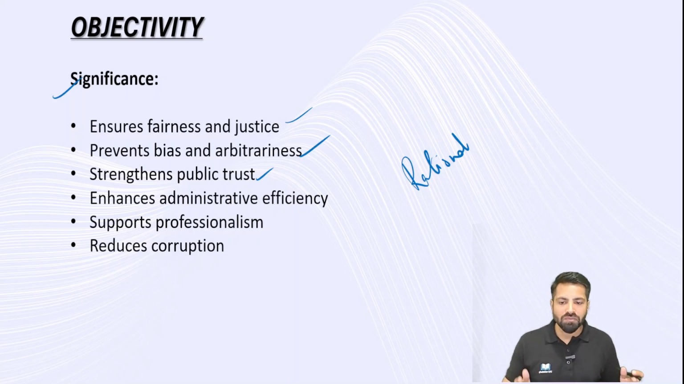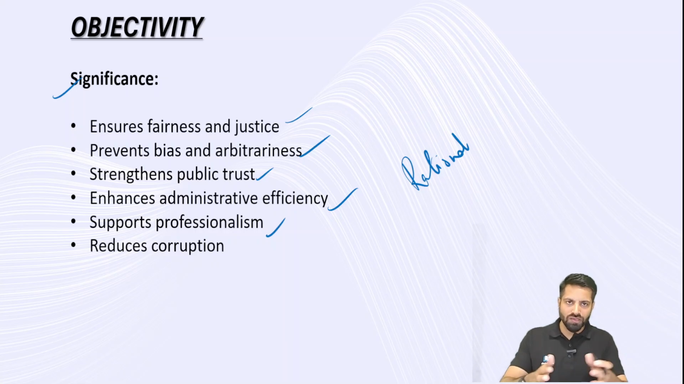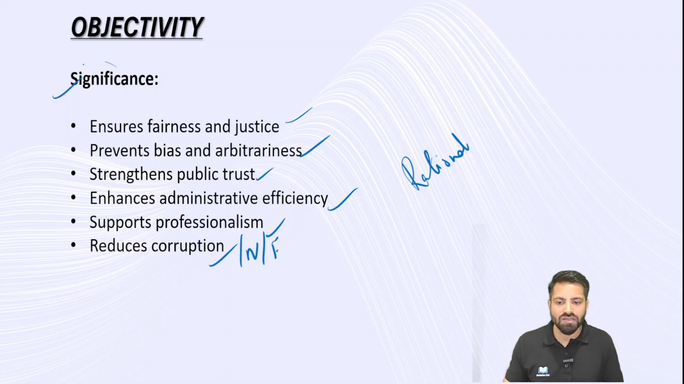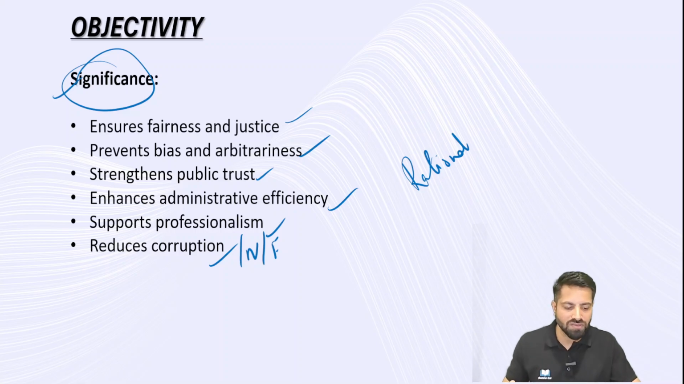Then it strengthens the public trust. See, when there is objective behavior, people know that this is how administration works. Then people also trust the administration, people also trust the government. So it is going to strengthen the public trust, and it is going to enhance administrative efficiency, because a set of rules are there. If everybody becomes objective in nature, no subjectivity, then everything is crystal clear. There is no red tapeism, there is no bureaucratic delay, there is no corruption, everything is picture perfect. It also supports professionalism, because I am following the factor of objectivity here. And it reduces corruption, nepotism, favoritism, all these things. So these are the significant outcomes of being objective in civil services, right?